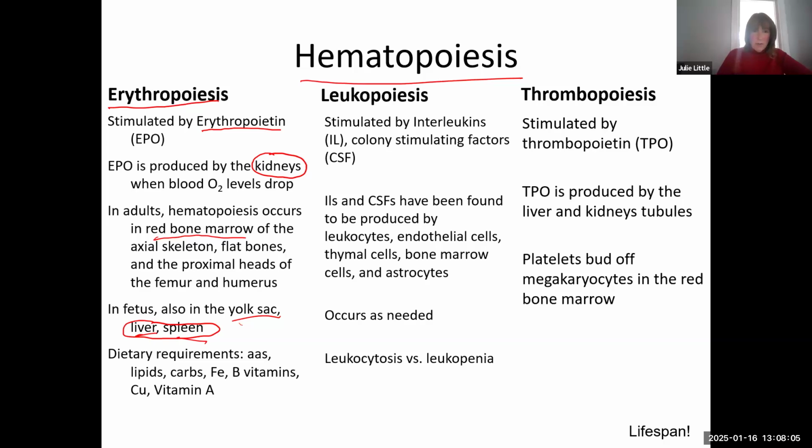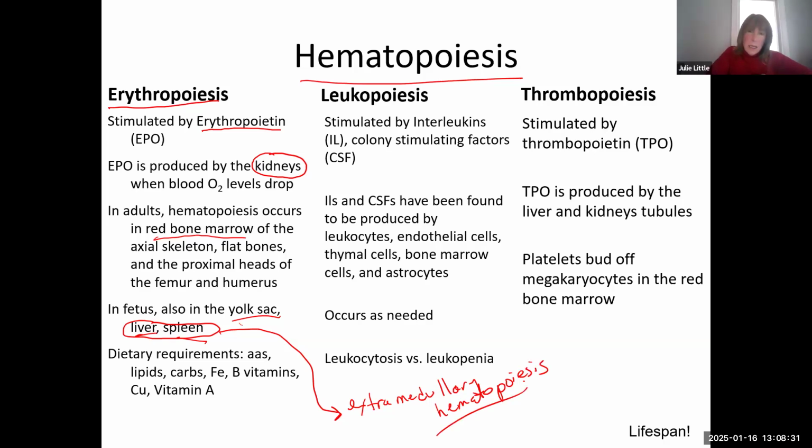It's usually an indicator of underlying disease, and if your liver and spleen all of a sudden started making red blood cells because your bone marrow can't, it's called extramedullary hematopoiesis. It's an indicator of underlying disorder.